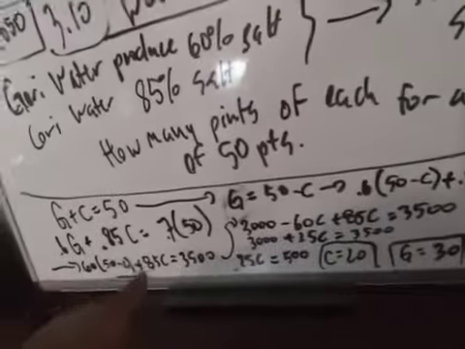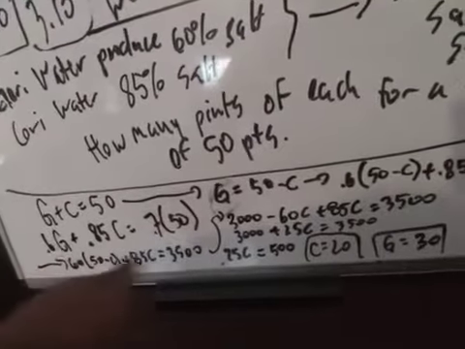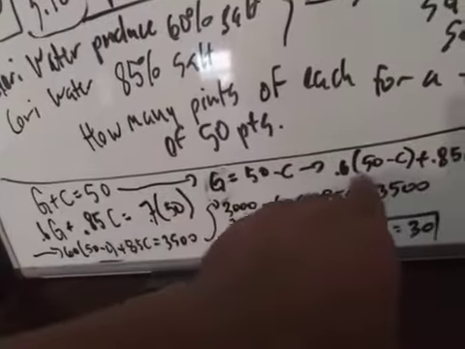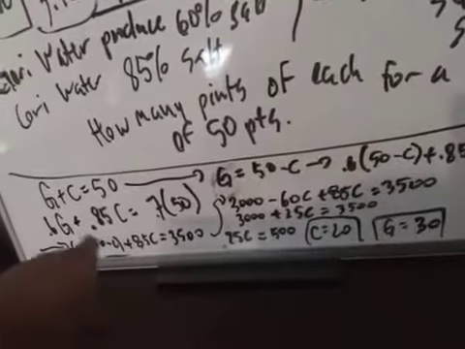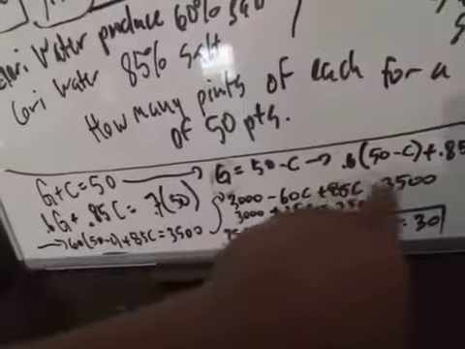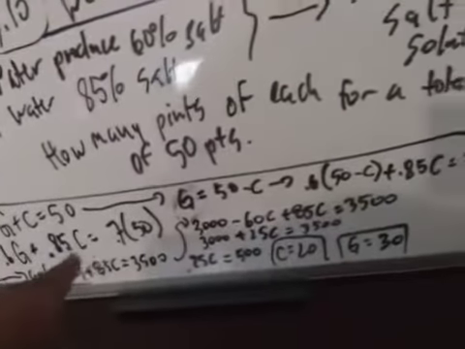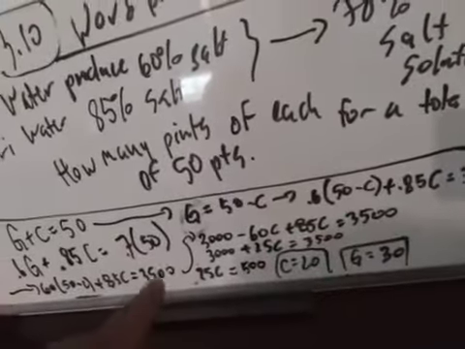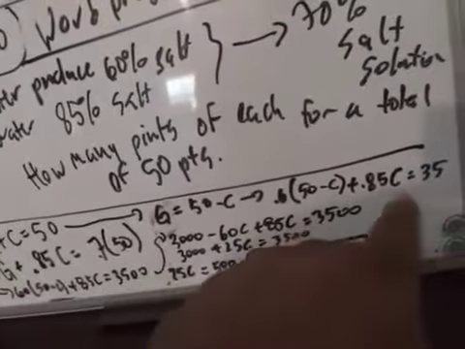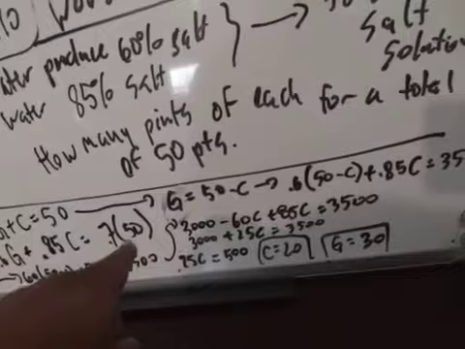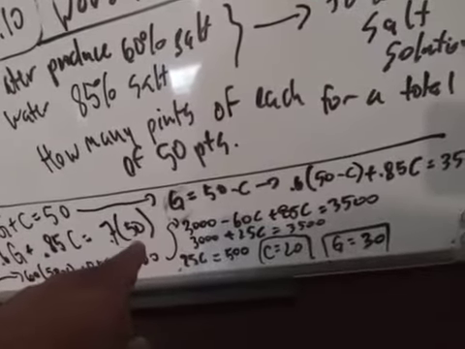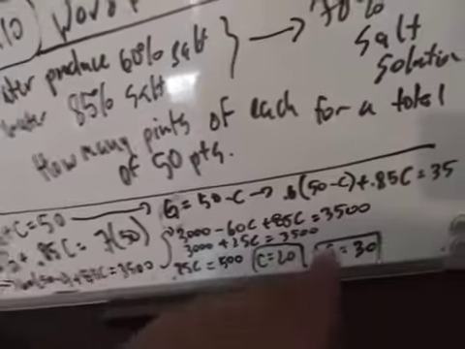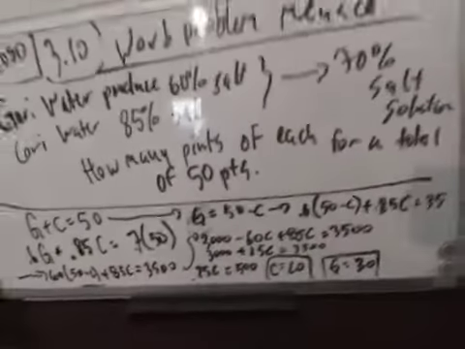And so when I throw it in the next equation, the 0.6 is right here. And then G is 50 minus C, so I put the 50 minus C here. And that's what G is, right? And the plus is right here still, and the 0.85 is right here still, and the C is right there still. And then on the other side, equals 0.7 times 50. Now 7 times 5 is 35. 7 times 50 is 350, but you've got this decimal point you've got to slide back, so that's 35.